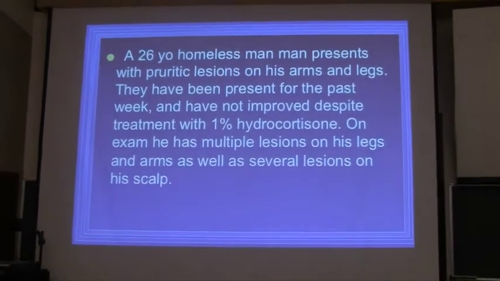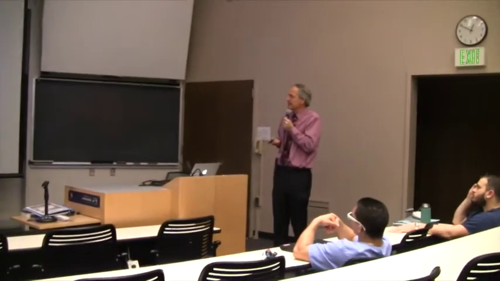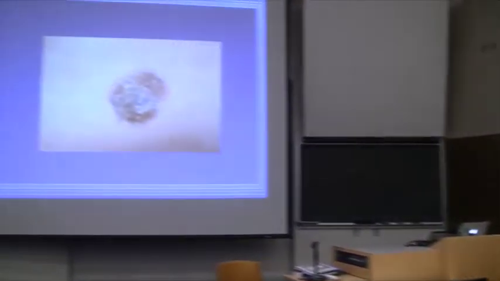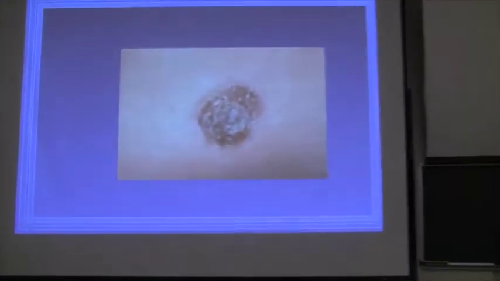That's what doctors do all the time. If they don't know what it is on the skin, they throw a steroid at it and see if it gets better. Well, he tried that and that didn't work. So this is what they look like. They're kind of punched out and look like little stabs. And he's got them on his scalp, his arms, his legs.